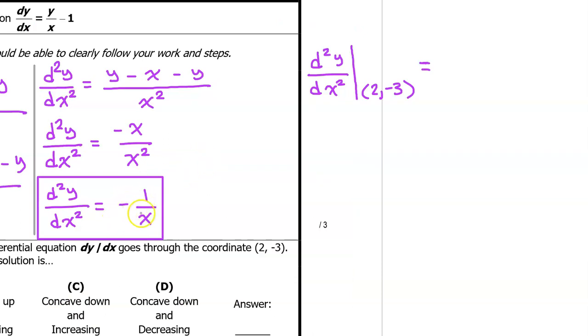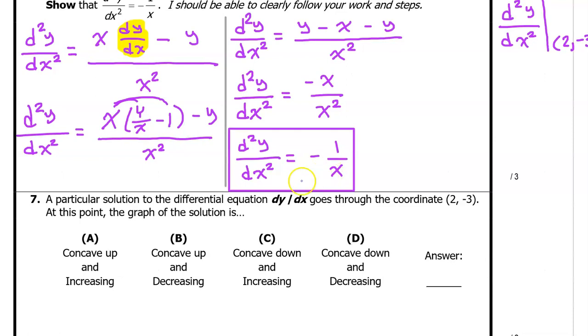So let's evaluate the second derivative at the point 2, negative 3 and see what's going on. So it's just negative 1 over x, so the negative 3 is not relevant. It will be negative 1 over 2. So at this point, the second derivative is negative, which means that the original function is concave down. Looking back at the options, that allows us to throw out option A and option B.